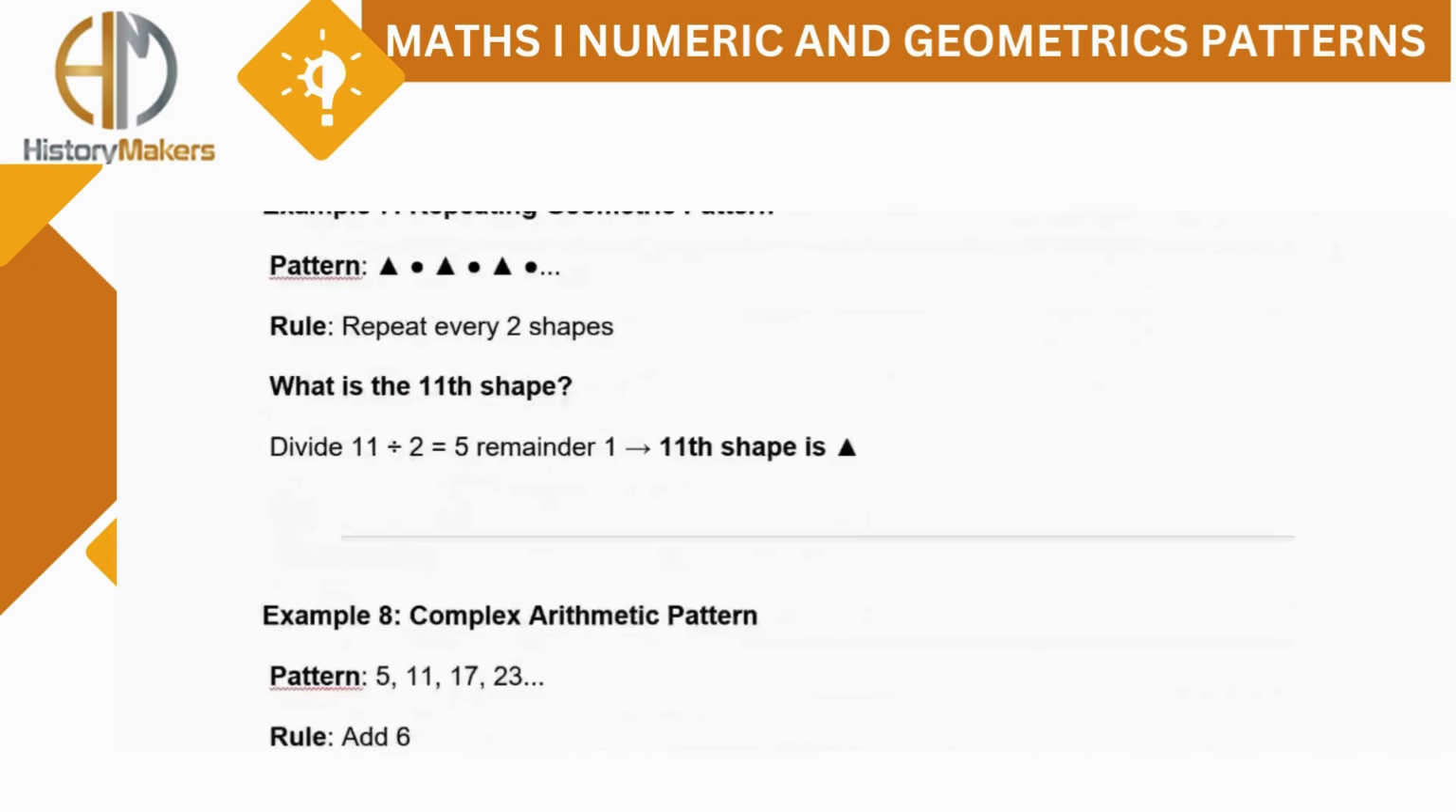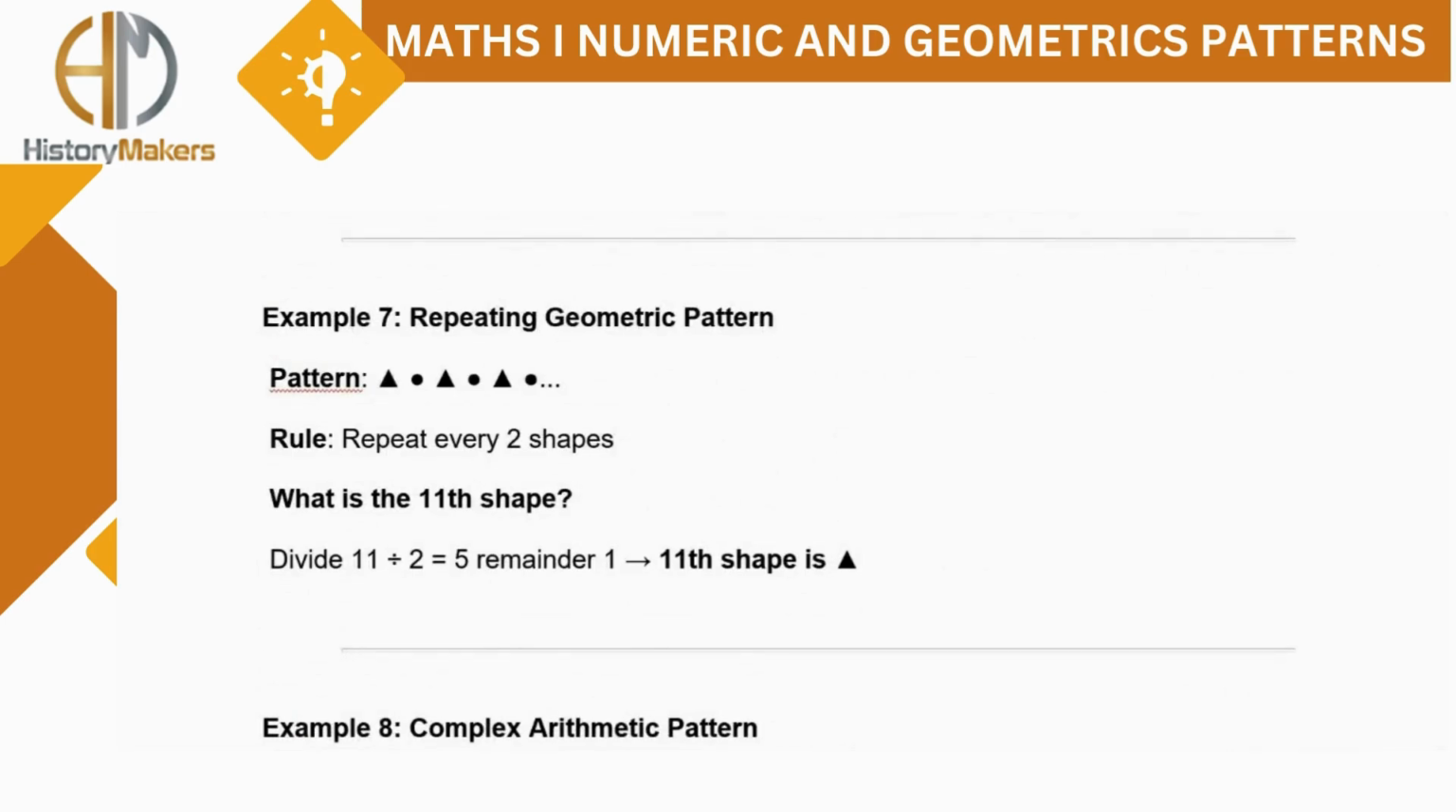So now we'll move on to example number 7. For example number 7, we have repeating geometric patterns. At first, you see they had a triangle, and then a circle, and then a triangle, and then a circle, and then a triangle, and then a circle. So they repeated every 2 shapes. Now they asked us, what is the 11th shape?